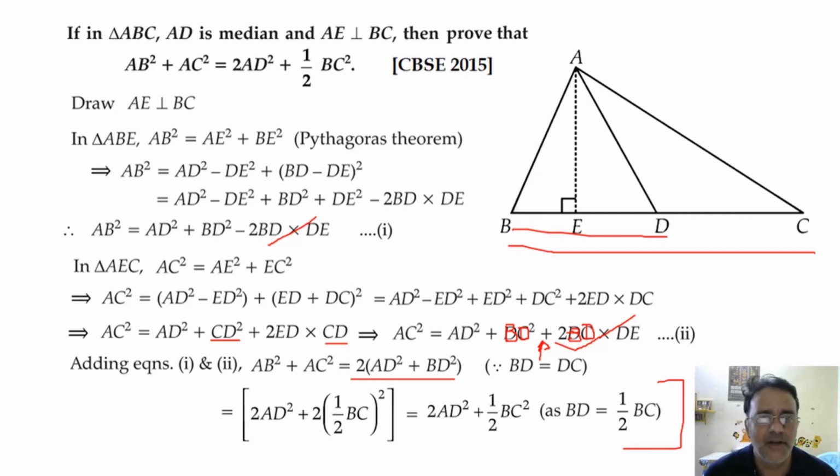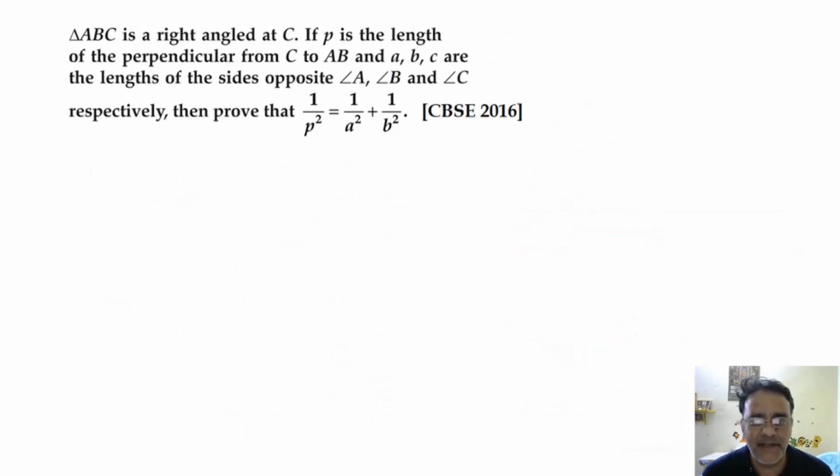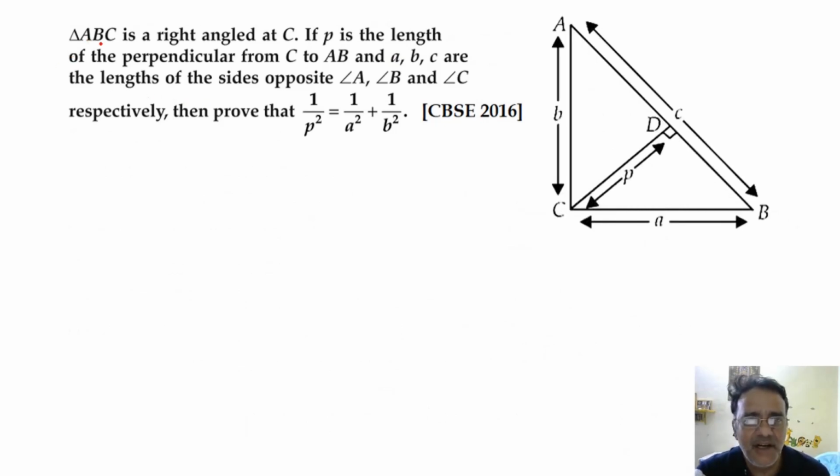No, sir. Okay, so we'll move towards one more very important question. This is a 2016 question. This is the figure. A triangle ABC is a right angle triangle at C. If P is the length of perpendicular from C to AB, and a, b, c are the lengths of the sides opposite to angle A, angle B, angle C respectively, prove that 1 upon P square is equal to 1 upon a square plus 1 upon b square. Okay, this is a very good question. It can come this year too, it can repeat.